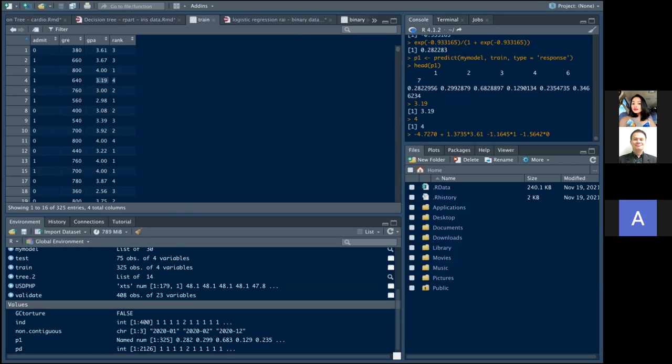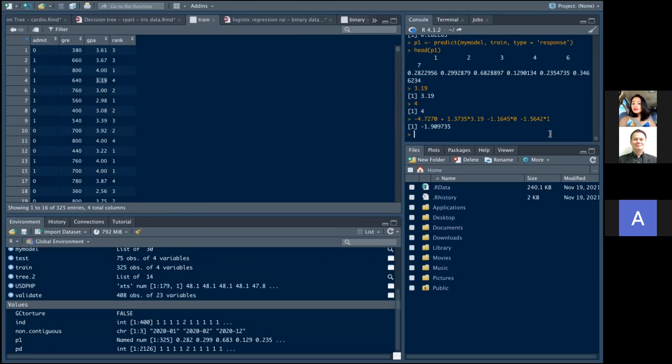Then let's replace the 1.3735 times 3.61 by 3.19, because that's the GPA of student number 4, right? Copy it so we don't miss the decimal places. Then negative 1.645 times, this should be times 0, because this is student number 4. What's the rank of this student? His rank is 4, right? Yes, sir. Take a look at the rank column. Then let's replace negative 1.5642 times 1, because 1.5642 pertains to the rank of the student. Enter, please. So that's the y value, guys.